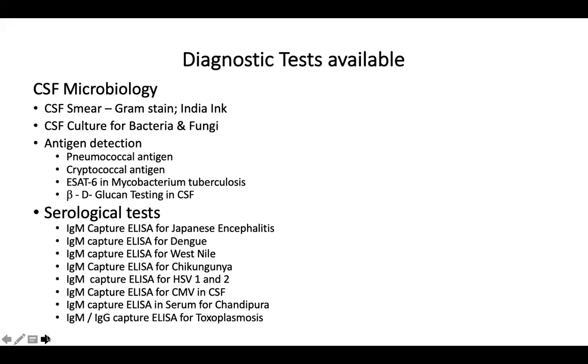Cryptococcal antigen, ESAT6 for Mycobacterium tuberculosis, and beta-D-glucan testing for Candida, and then a whole host of IgM and IgG capture ELISAs for Japanese encephalitis, dengue, West Nile, chikungunya, HSV1 and 2, CMV, and then, of course, IgM capture ELISA in serum for Chandipura virus, and IgM and IgG capture ELISA for toxoplasmosis.